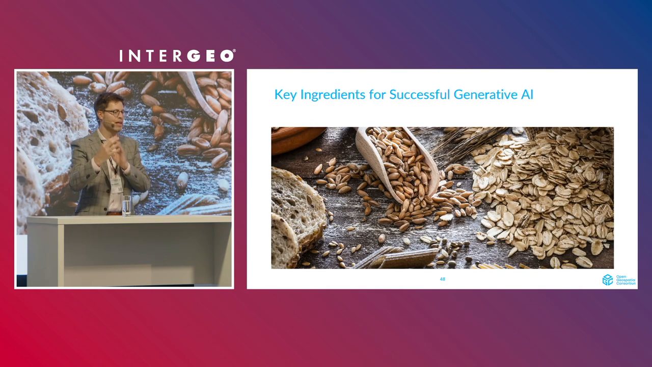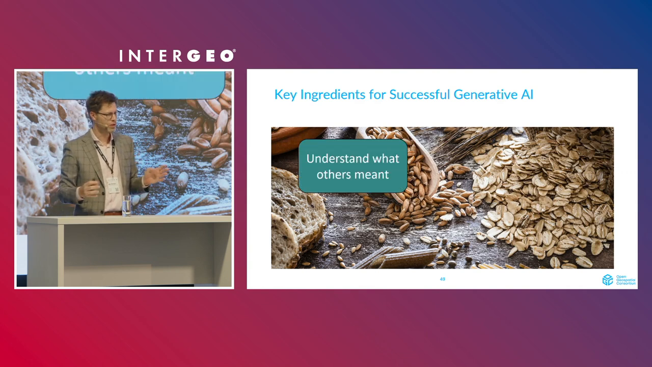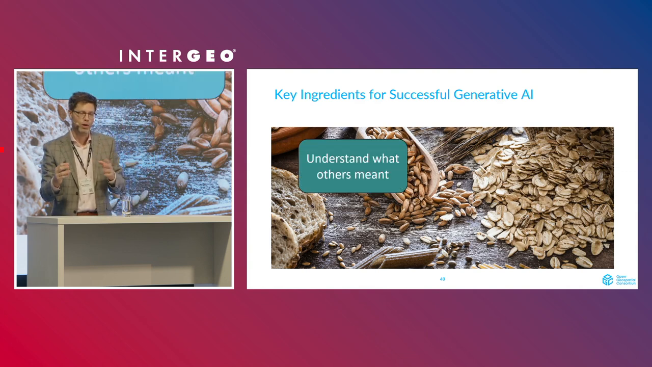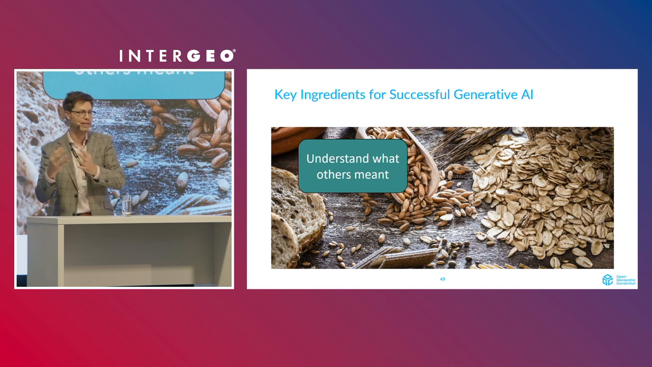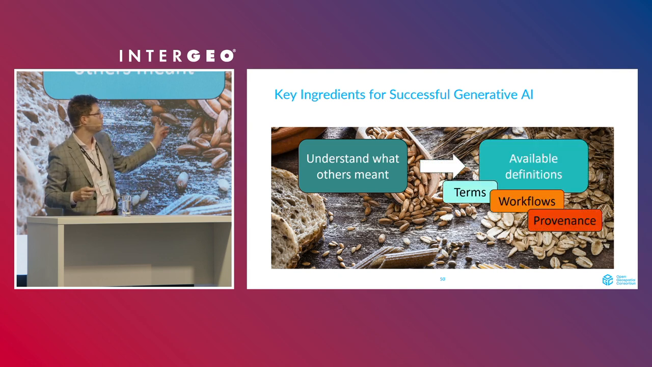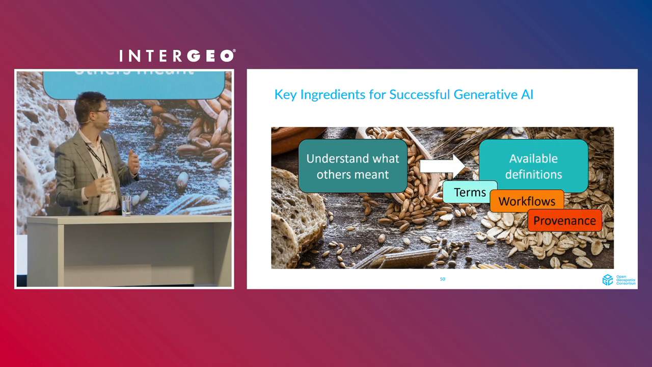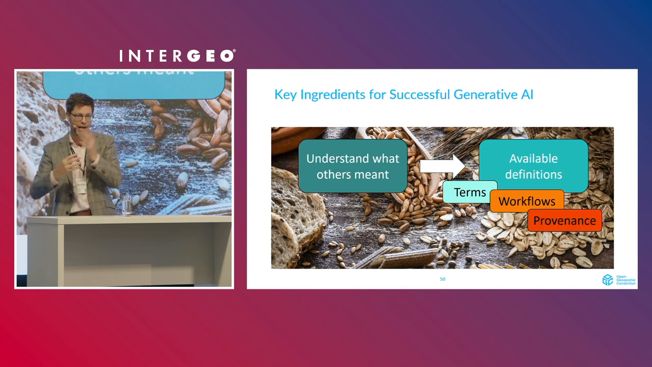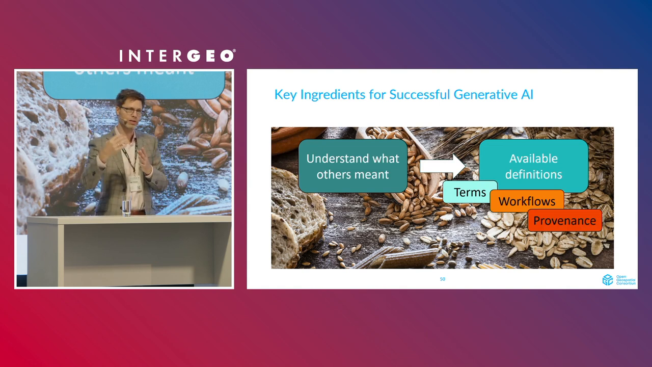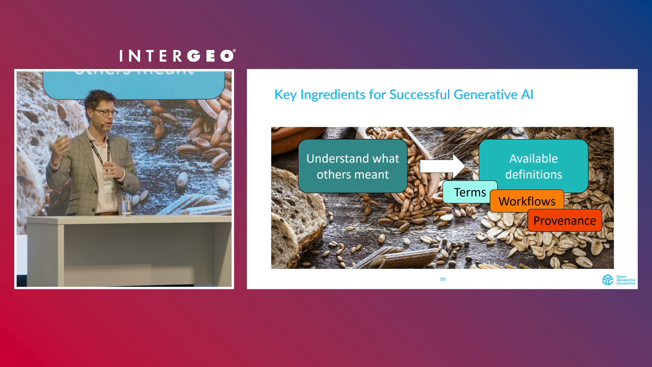So what are the key ingredients, right, of successful generative AI? Well, first, understand what others mean with their data and what they meant when they created the data, right? That brings us to all these definitions. We need to have all the terms, all the workflows, all the provenance aspects. Every element needs to be described in a machine-readable way.